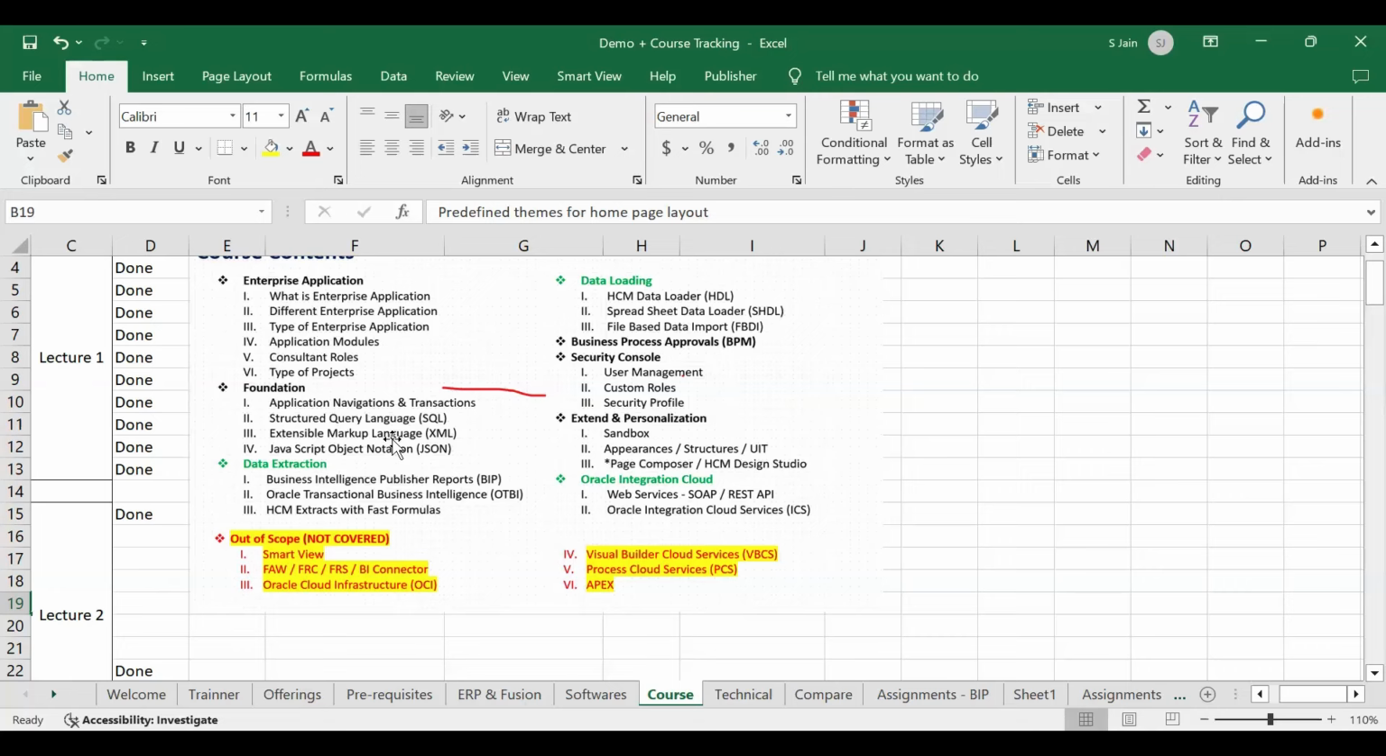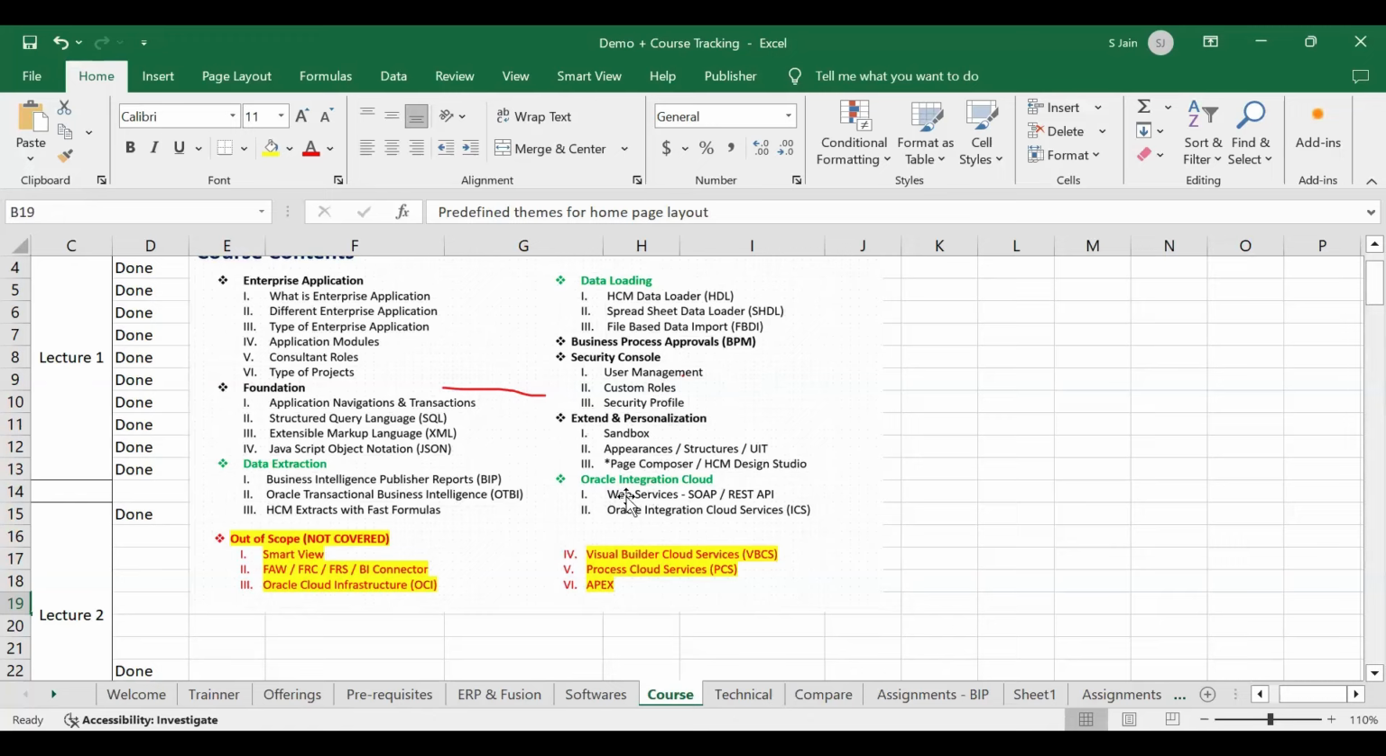As Fusion technical guys, we will be learning the technologies to extract the data, the different tools, the technologies to load the data, the security aspects of the Fusion application, and the workflows and approval management. We are going to learn something about personalization and customization. In addition to that, we are learning about Oracle Integration Cloud.